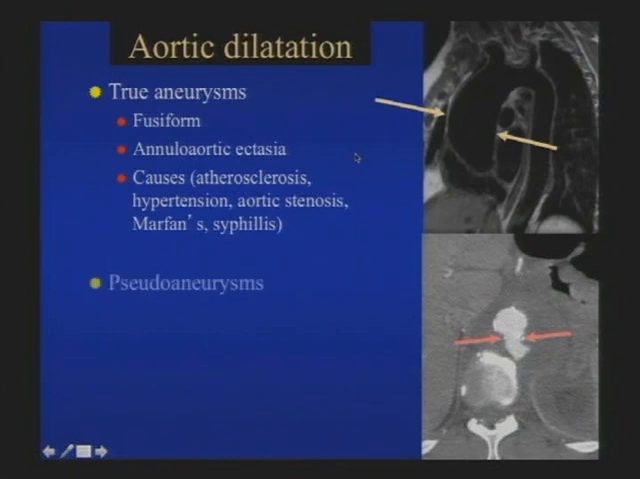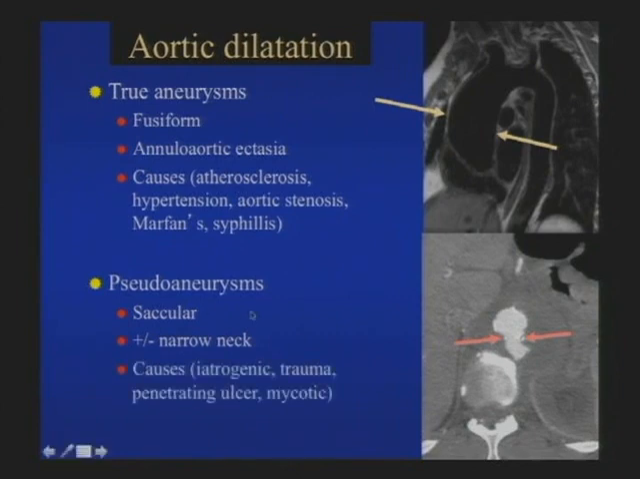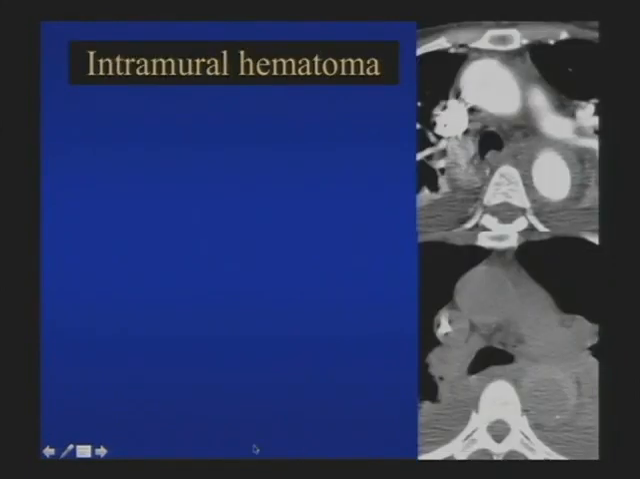False aneurysms, such as this one, are saccular. And many people think that almost all saccular aneurysms of the aorta are false aneurysms, whether they have or do not have a narrow neck. But the classic saccular aneurysm is a focal saccular outpouching with a narrow neck, a pseudoaneurysm. And the most common causes, which are obviously very different than the true aneurysms, are trauma, penetrating ulcer, and mycotic pseudoaneurysms. They're really pseudoaneurysms, not aneurysms. Okay, so that's aneurysms and pseudoaneurysms.